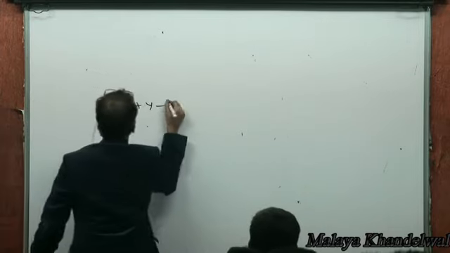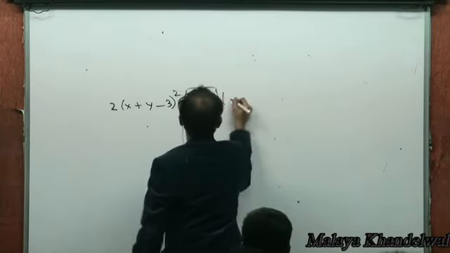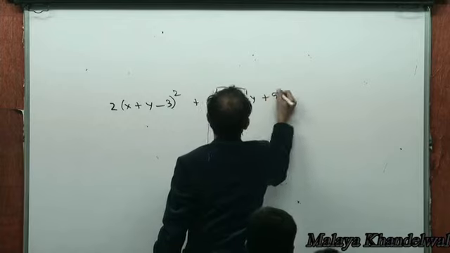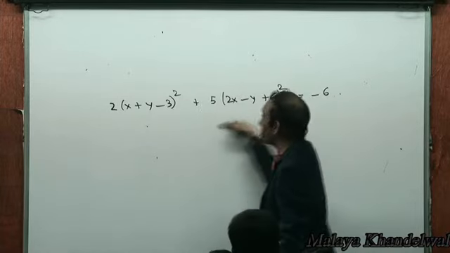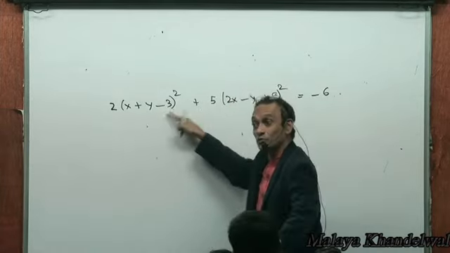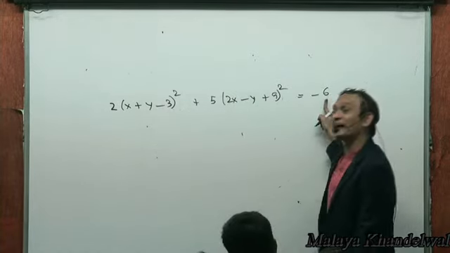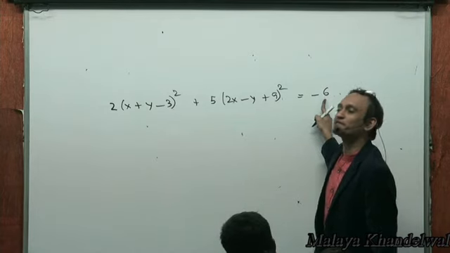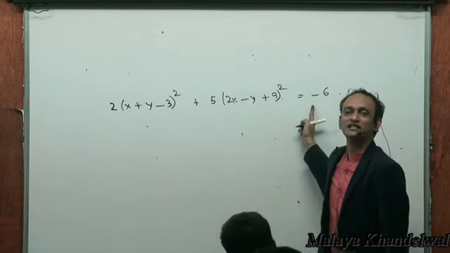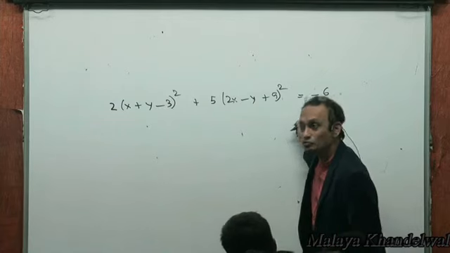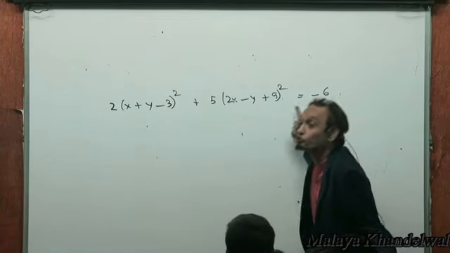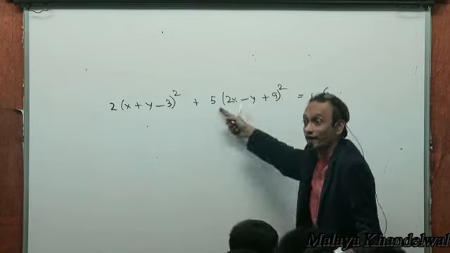How? Say for example, if I had 2 into x plus y minus 3 whole squared plus 5 into 2x minus y plus 9 whole squared equal to minus 6. This would be a second degree curve, isn't it? ax squared plus 2hxy plus by squared. But do you realize this is non-negative, non-negative, and equal to a negative. So this has to represent a null set. No (x, y) will ever satisfy this. So a second degree equation could also represent a null set. Can you find a real x and y satisfying this? No.